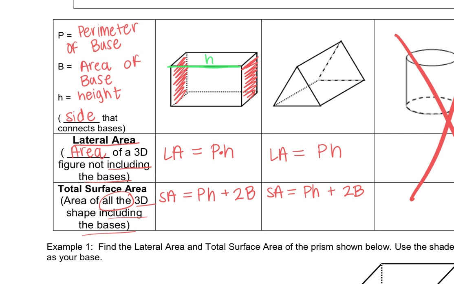Okay, and for this particular shape, my base is the ones in blue here. My height is going to be what connects the bases. So it's that side that's connecting the bases. So that's my H.